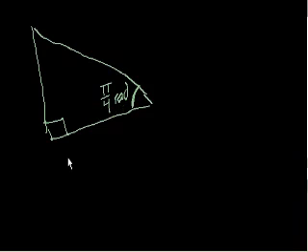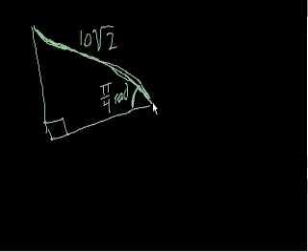And I'll just write rad for short. If the measure of this angle is pi over 4 radians, and I also know that this side of the triangle, this side right here, is 10 square roots of 2. So I know this side of the triangle, I know this angle, which is pi over 4 radians, and now the question is, what is this side of the triangle? I'm going to highlight that in orange.